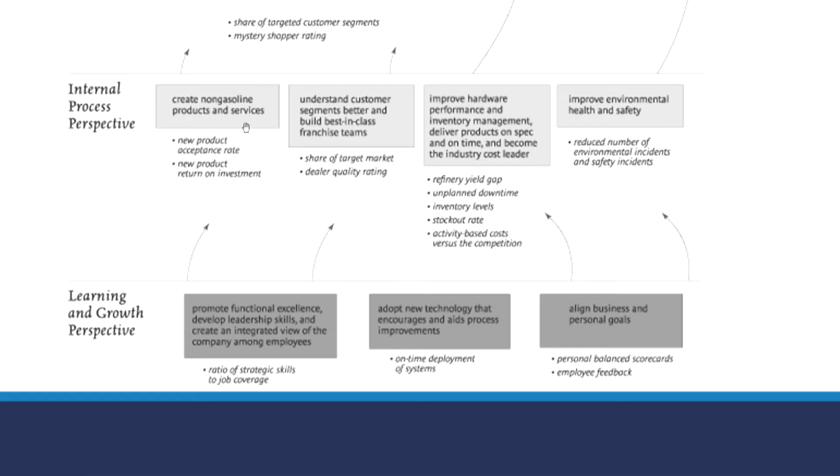So, creating non-gasoline products and services was the first point. Now, what were the metrics used to understand that? New product acceptance rate and new product return on investment. For the products they were storing in the convenience stores, what was the acceptance rate? Is it really the product that the customer was desiring, or are you trying to keep something the customer does not even want? That was important to understand.